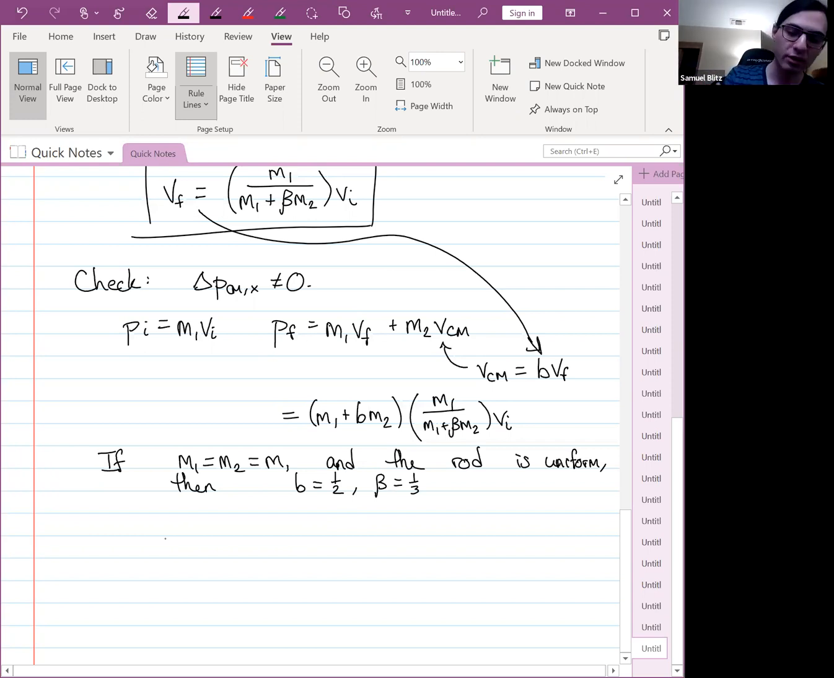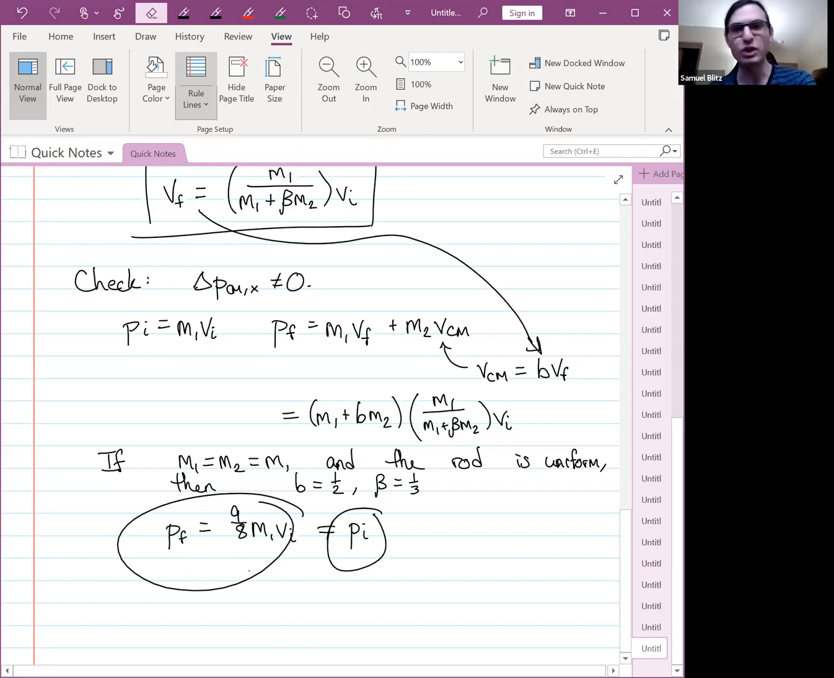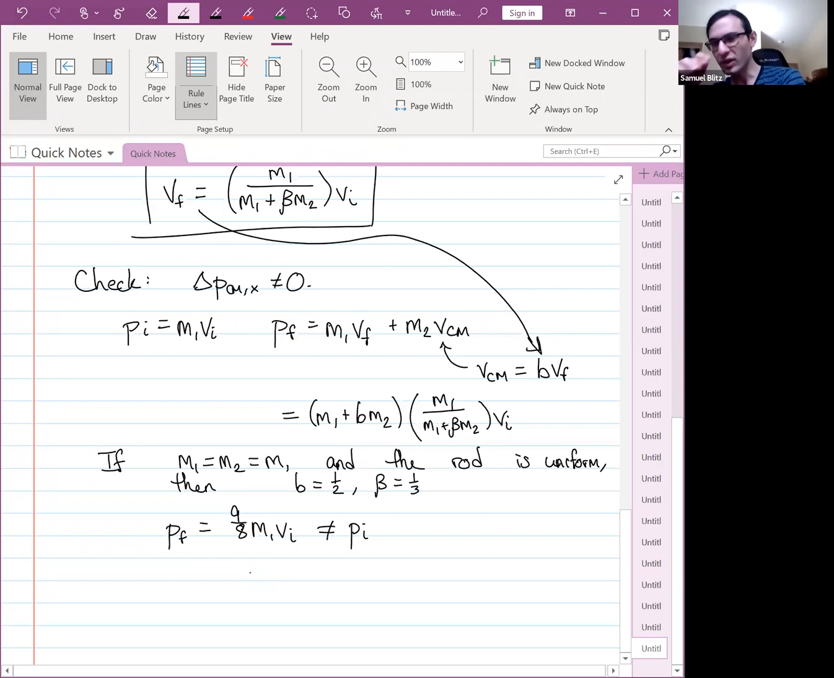So we can plug that in, and we get that PF is equal to 9/8 times M1 VI, which is not, in particular, equal to PI, which is to say that in this particular scenario, the initial translational momentum is different from the final translational momentum. And that'll be true for all of these, regardless of which rod configuration you chose. That'll just be true.